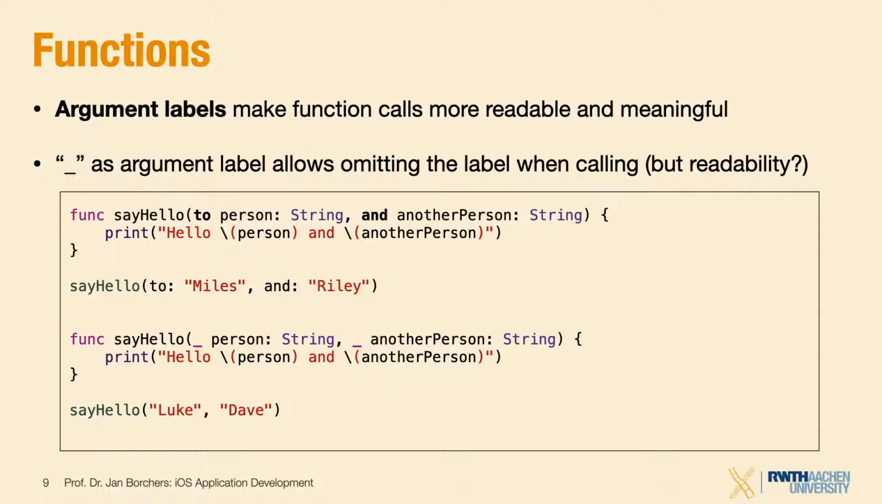And what that does is that when you call the function, you can use the argument label. So what that means is you actually have to use the argument label. So when you call the function say hello, you don't tag the parameter with person and another person, but you tag them with the words to and the words and. What does that lead to? It leads to the call reading like this: say hello to Miles and Riley. That's an English sentence, right? That's really easy to read.